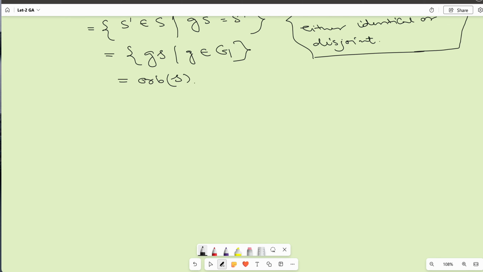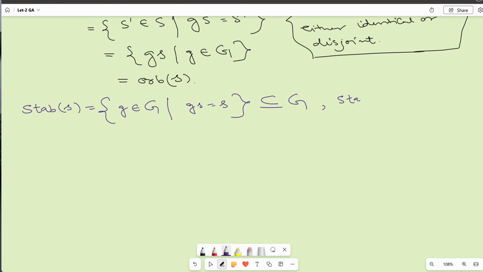So now we have another notion, that is the stabilizer. There is another notion for this. This is called the stabilizer. We denote it by Stab of S. Stab of S is all those G inside G which fix S, that means G of S equals S. So Stab of S is clearly contained in G. In fact, this is not only a subset. Stab of S is a subgroup of G. This you can show.